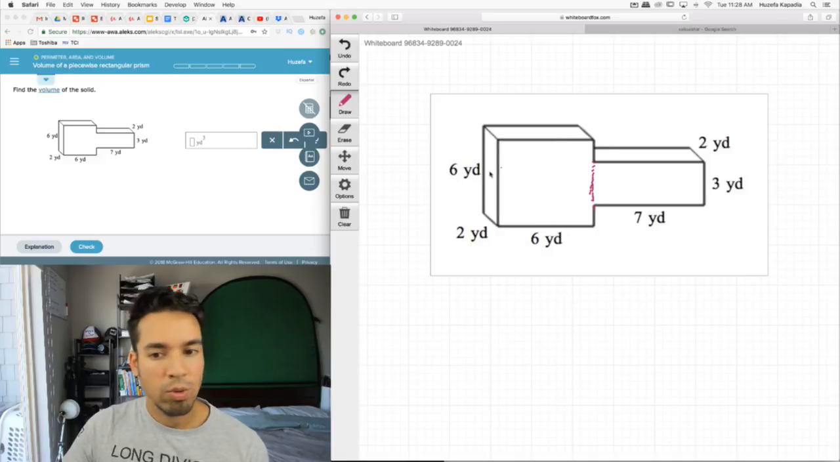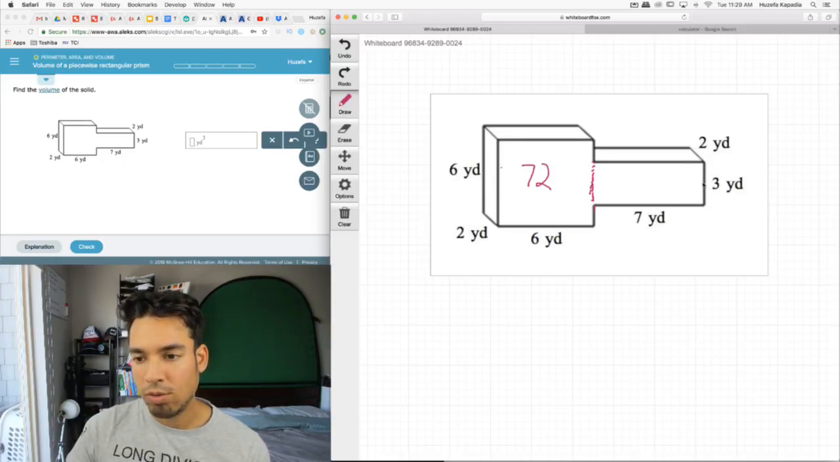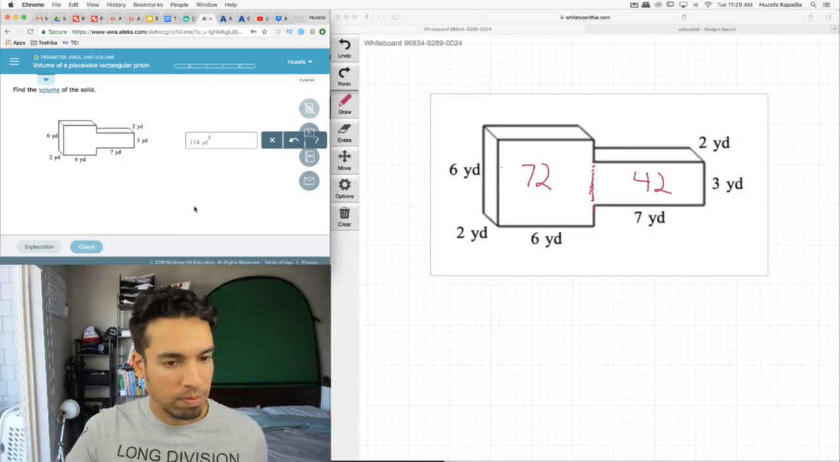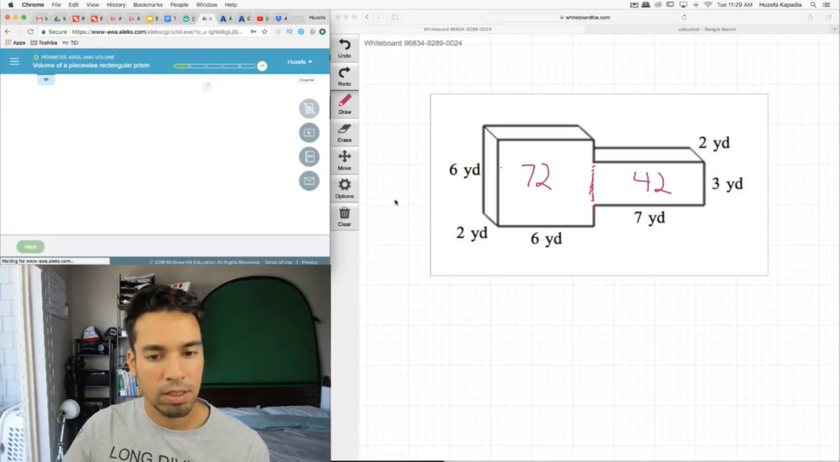So how do we do that? We want the volume. First of all, what's the volume of this solid right here? It's 6 by 2 by 6, right? To calculate the volume, you just do length times width times height. So 6 times 2 is 12 times 6 is a volume of 72. What about this one? 2 by 3 by 7. 2 times 3 is 6 times 7 is 42. Then we add these two values and we get 114 yards cubed. Next.